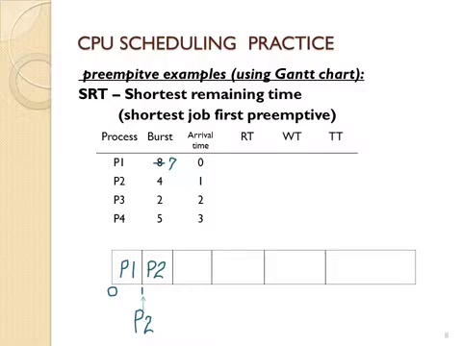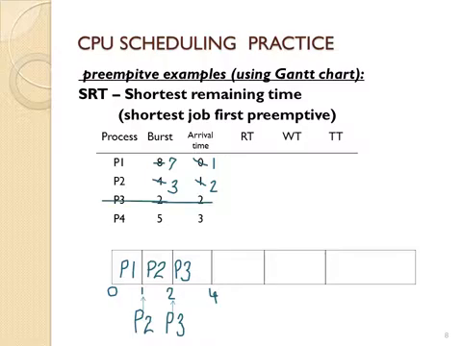So now P2 is on the CPU, but at time 2, we will have the arrival of P3. When P3 arrives at time 2, P2 has a CPU burst left of 3, and P3 has a CPU burst left of 2, so the shorter remaining time is going to be P3, so P2 will then be preempted, and P3 will now be on the CPU. So now P3 is on the CPU, and it will continue until time 4, at which time it will complete its execution.